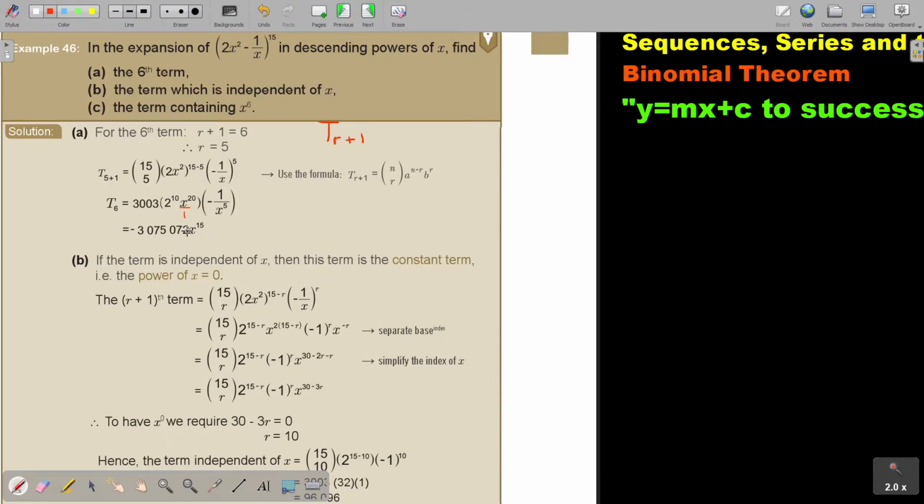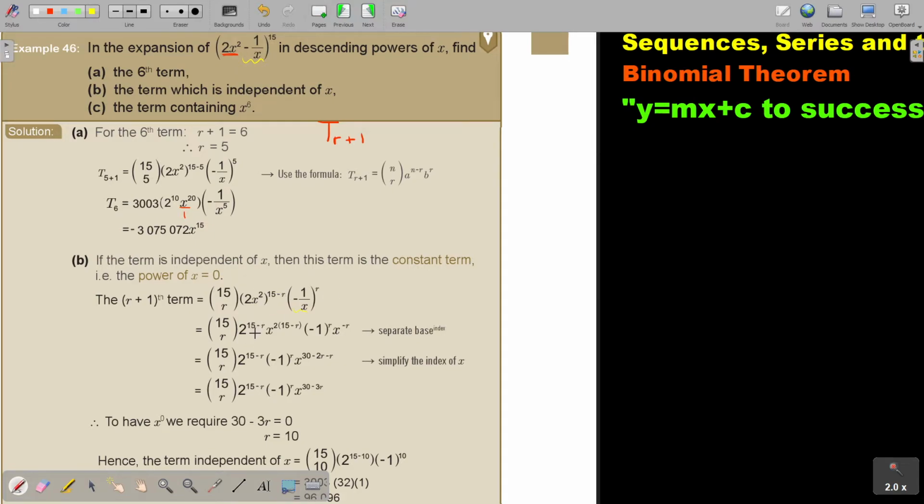Now, if they say the term independent of x, then it means there must not be an x. It's the constant term, so the power of x will be 0. So I will say the general term, T of r plus 1. I first make it 15 choose r. I don't know what this r is, but I do exactly the same. I take the first term and say 15 minus r, and I take the second term, and it's just r. Now I just simplify it in terms of r.